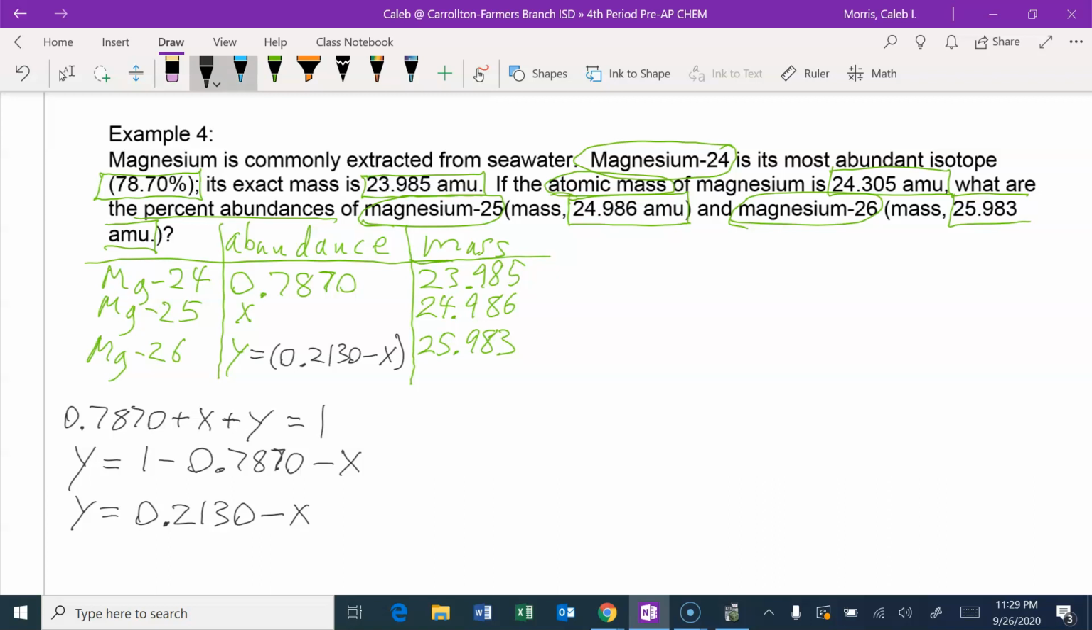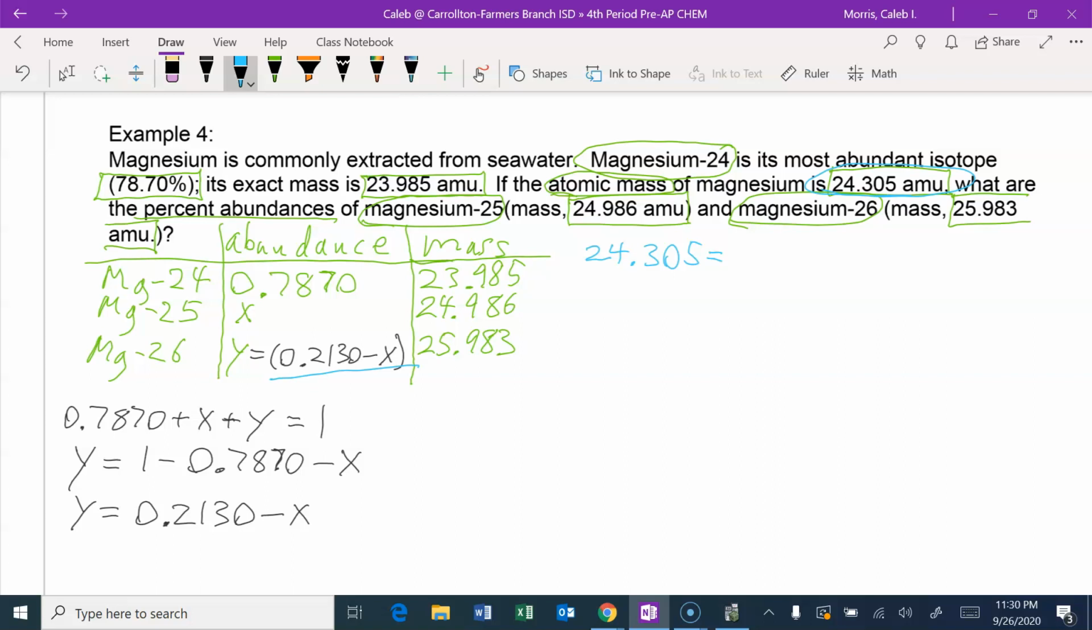This is definitely a more challenging problem. You don't see problems like this very often, but you do want to know how to solve them. So back to the way that we solved the last one. The difference is that number is a little different. So our atomic mass is 24.305 AMU. I've got that from right up here in the problem. It equals abundance times mass plus abundance times mass plus abundance times mass, just like in the last problem.